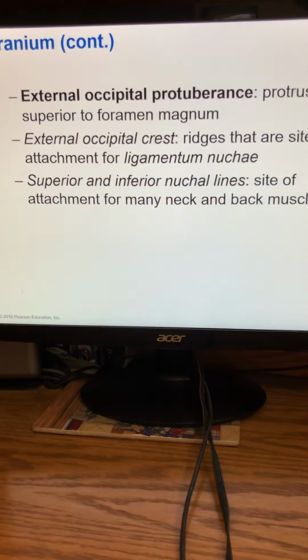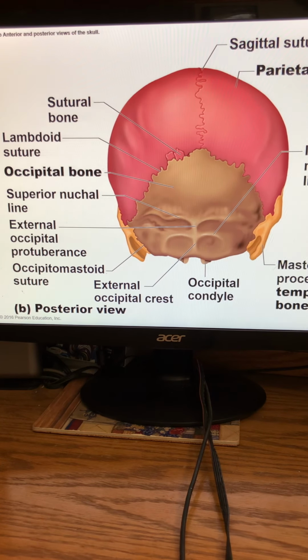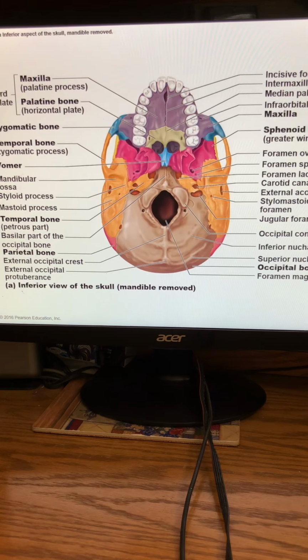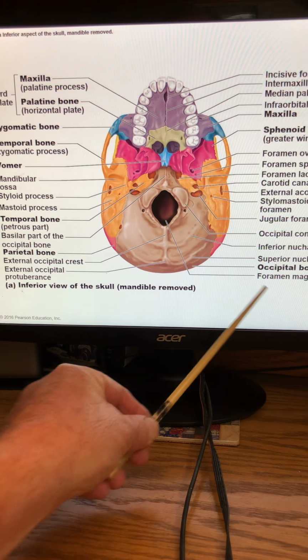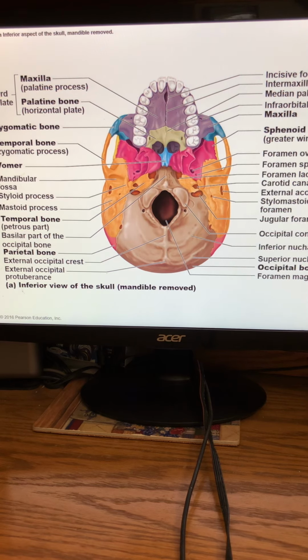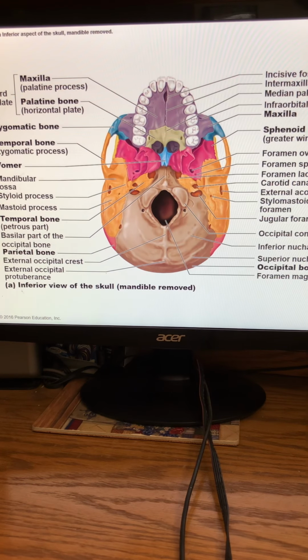The next bone that's going to be on this list is going to be the occipital bone. Here is probably the best way that I can show you the occipital bone, and that's from the underside. So the most obvious part of this brown bone is this big hole there. And of course, big in Latin means magnum, and foramen means hole. So hole large is going to be the foramen magnum. So that is the first one that you have there.